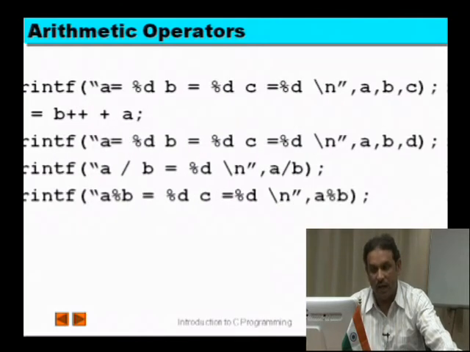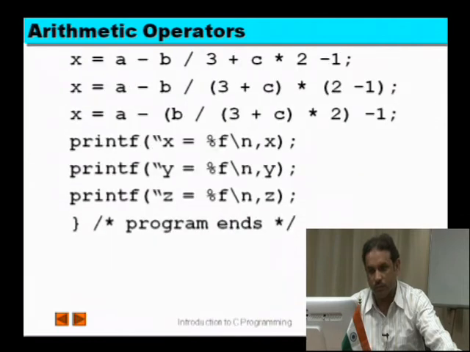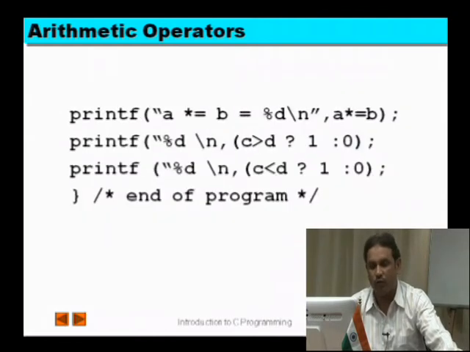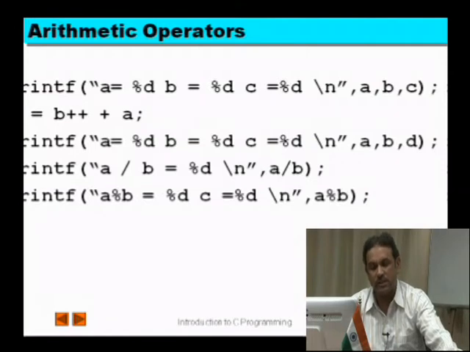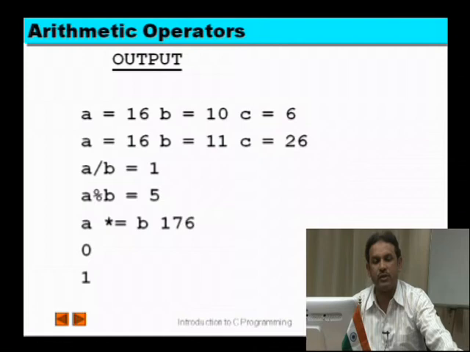Afterwards, the value of a is 16 and b is equal to 11. Why is the value of b equal to 11? Because here it is b++, so the same value of b is used and then it is incremented. For 10 you have to add 1 to it, 10 plus 1 becomes 11. So the value of b becomes 11, and the value of d is 16 plus 10. First it uses the same value, 10 is added to 16, so it becomes 26.